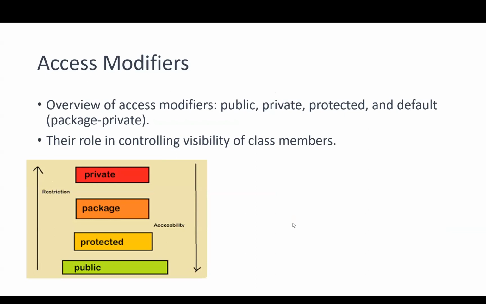Private: members declared as private are only accessible within the same class. They are used to hide the implementation details and enforce data protection. Protected: members declared as protected are accessible within the same package and by subclasses, even if they are in different packages. They enable controlled access to subclasses. Default, or package-private: members with no explicit access modifier are accessible only within the same package. They provide a default level of access.